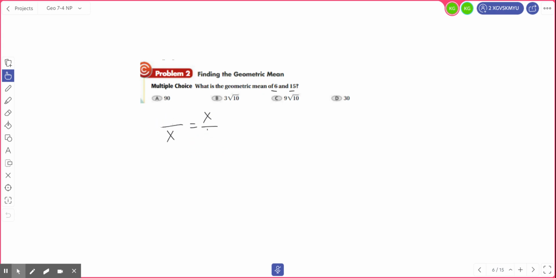So 6 over x equals x over 15. And no matter how you set this up, as long as you have an x on the bottom and an x on the top, it's going to work. So if I did 15 over x equals x over 6, that would also work. Or any other way you could organize that.